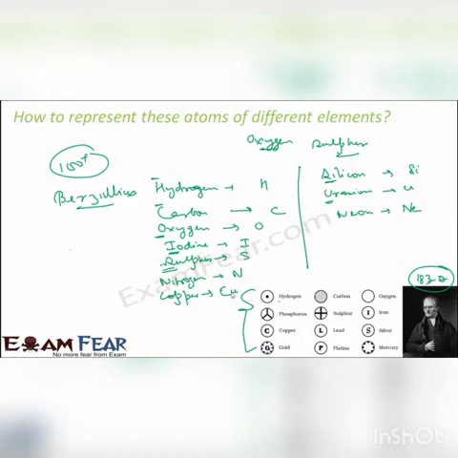Cuprous, or cuprum, is the Latin name for copper. So from this word cuprous or cuprum, the symbol Cu was derived. Similarly, gold was given Au based on the Latin name aurum. Aurum means yellow metal.